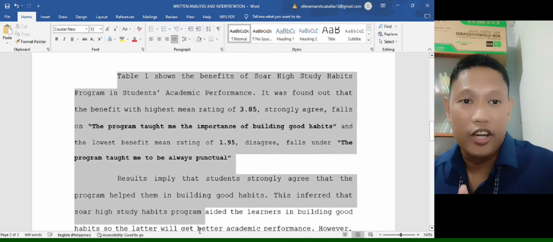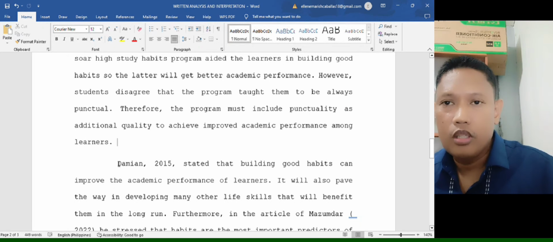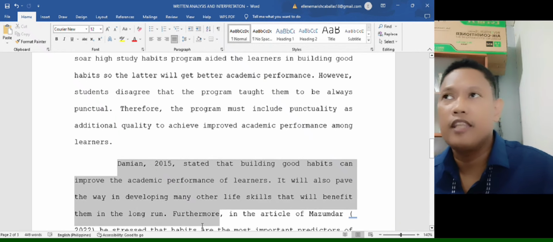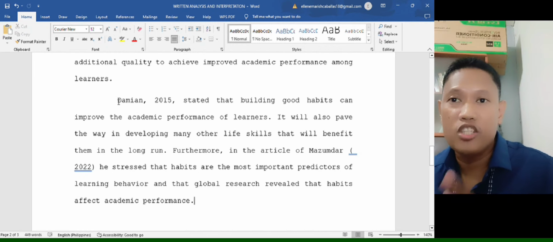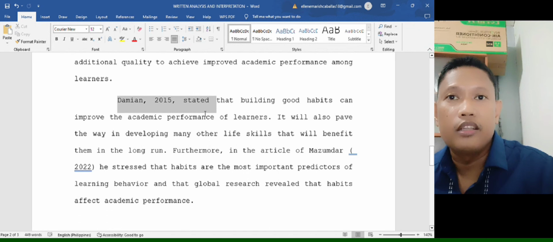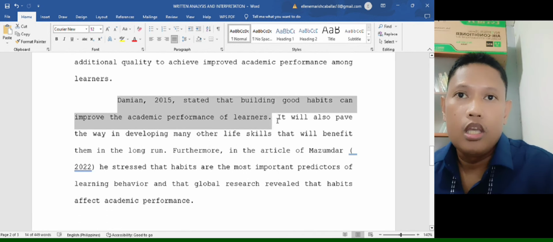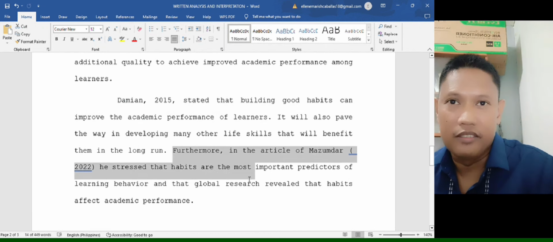Now, how about the third one? The third one is, okay, we have 2 paragraphs. The third one is you should find an article that will support your results. For this one, I found Damian 2015. He stated that building good habits can improve the academic performance of learners. It will also pave the way in developing many other life skills that will benefit them in the long run.